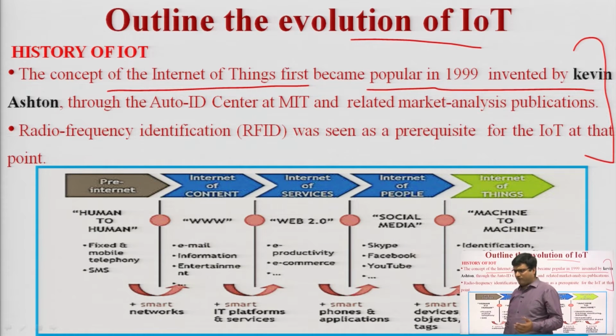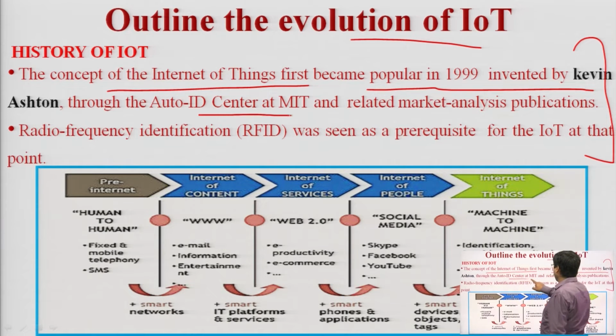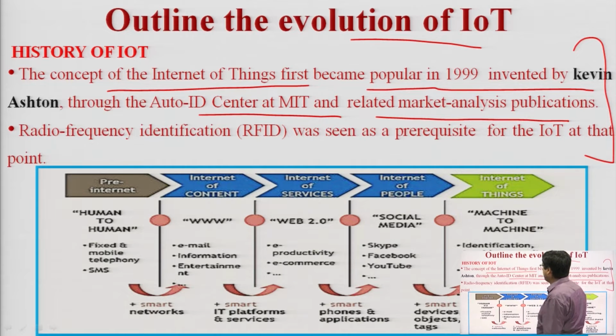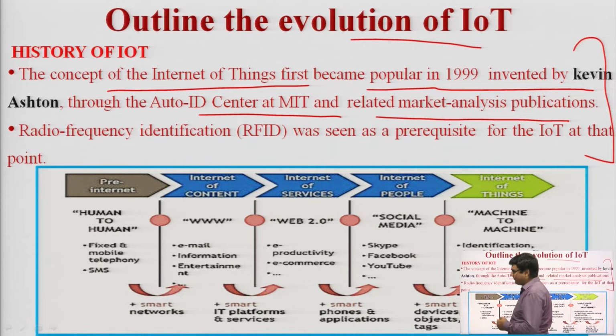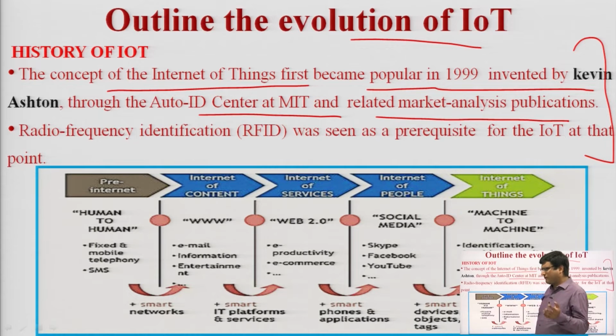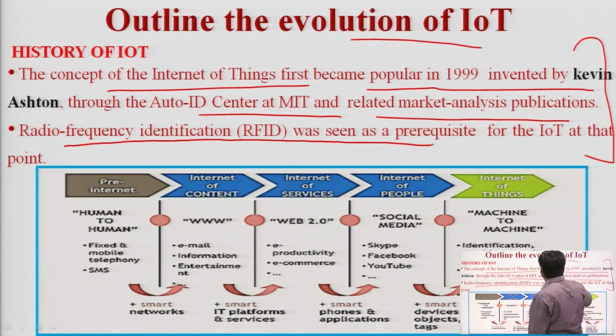The term IoT was first coined by Kevin Ashton in 1999 through the Auto-ID Center at MIT and related market analysis publications. After that, there have been various types of definitions, but Kevin Ashton first proposed the IoT term. Radio frequency identification, RFID, was seen as a prerequisite for the IoT at that point. RFID is the main technology enabling IoT.